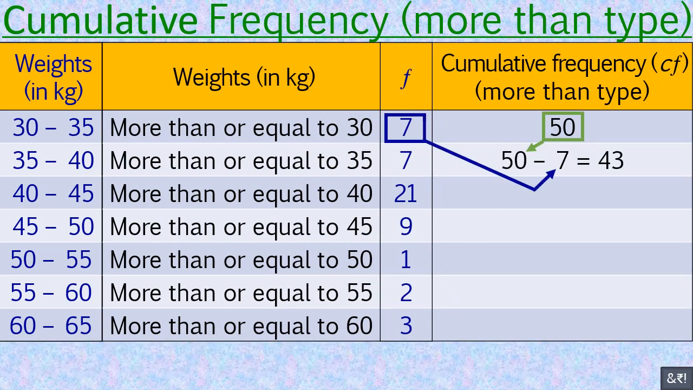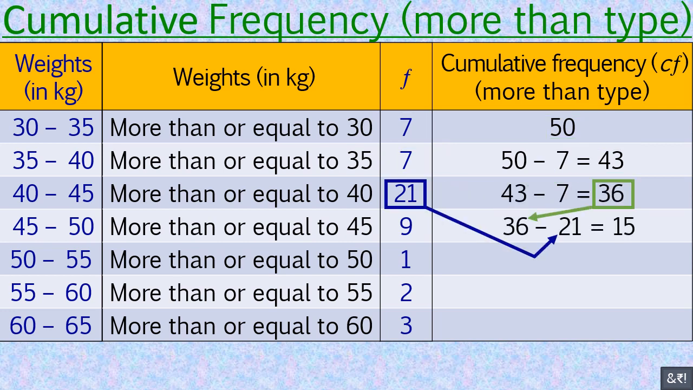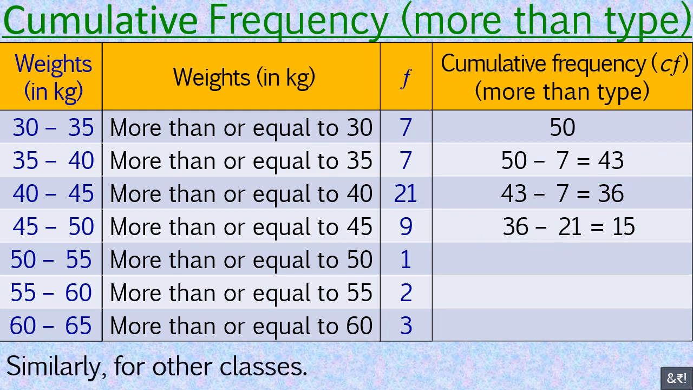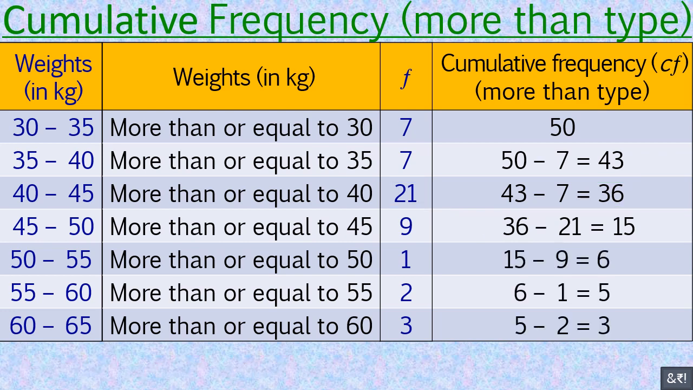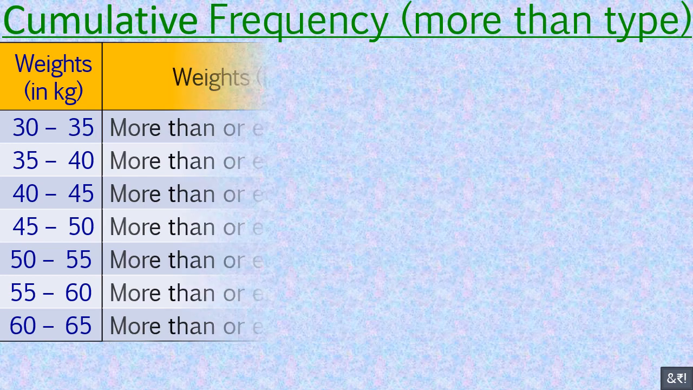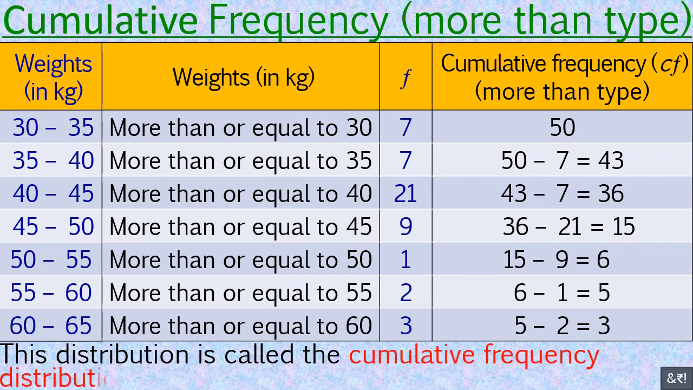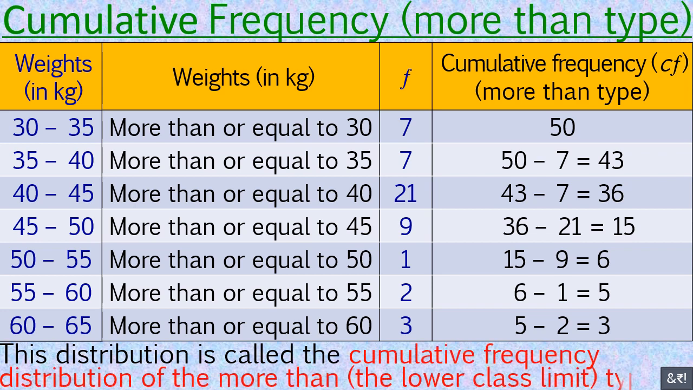50. 50 minus 7 equals 43. 43 minus 7 equals 36. 36 minus 21 equals 15. Similarly, for other classes. The cumulative frequency for the last class, that is, 60 to 65, is its frequency, that is, 3. This distribution is called the cumulative frequency distribution of the more than, the lower class limit, type.